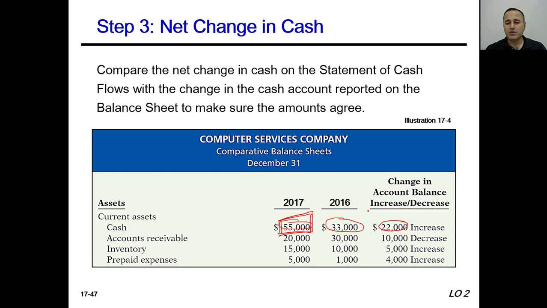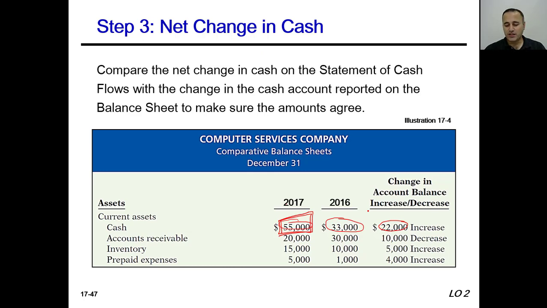For example, increase in buildings. Let's say if those buildings were acquired by issuance of, let's say, debt security bonds, it did not affect any cash, because we did not buy those buildings against cash. In fact, we bought them against bonds. So we have to dig out further through additional information to find out whether it was a cash inflow or a cash outflow. Okay, in step number 3, what do we do?